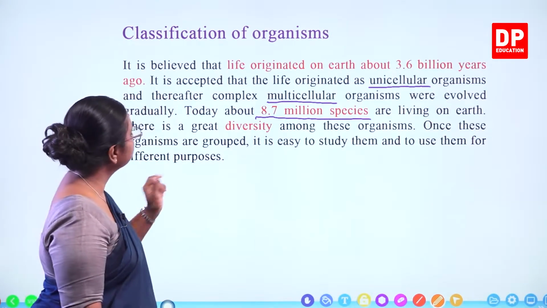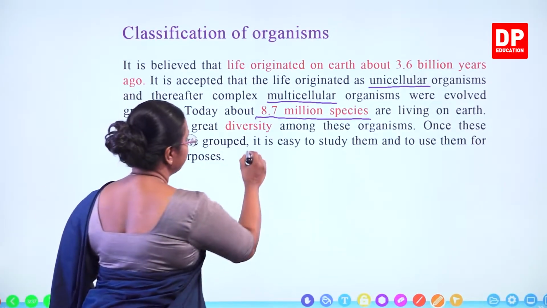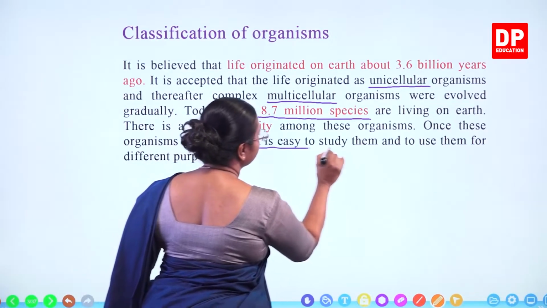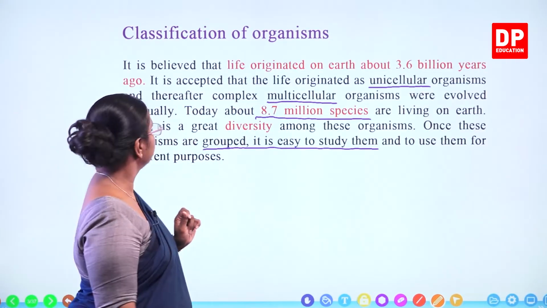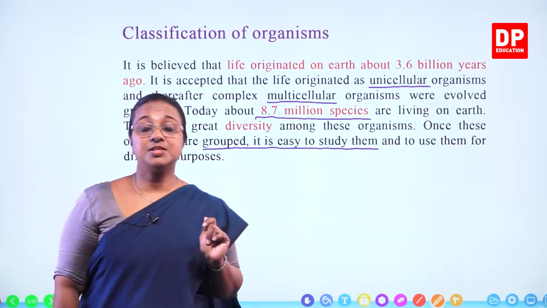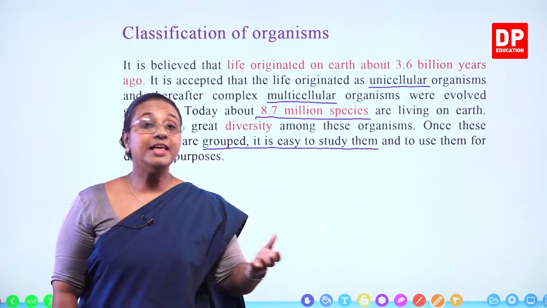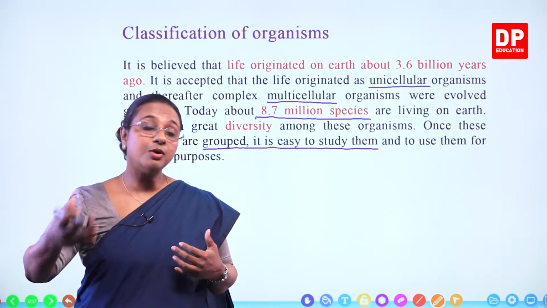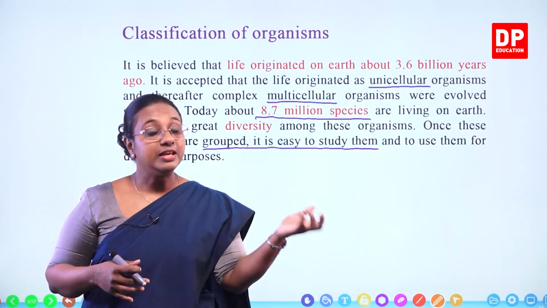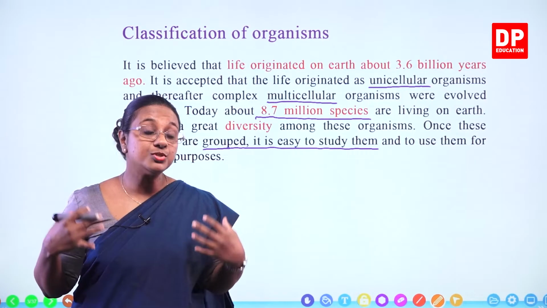Once these organisms are grouped, it is easy to study them. That's the most important thing. Once they are grouped, it's easy to study them and to use them for different purposes. Why do we use these organisms? One thing, they can become useful to us. From the cow we get milk, we get eggs, and from plants we get food. So they are useful to us.